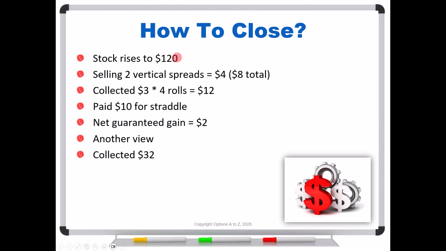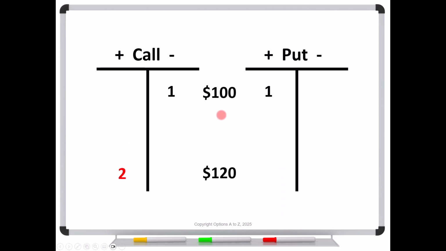We're synthetically short at 100. That's 20 bucks that we owe. So if I've collected $32, but I owe 20 on the synthetic short stock position, that's $12. And because I paid 10, there's my net guarantee of 2.